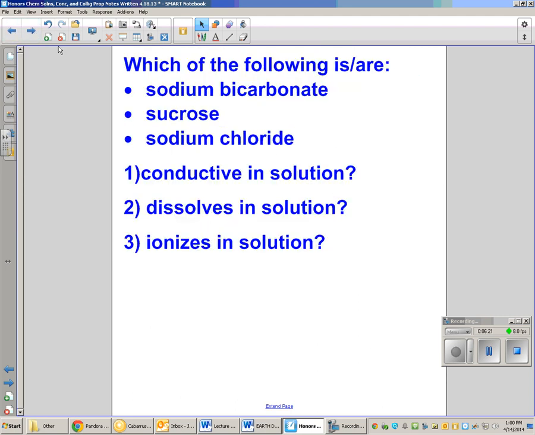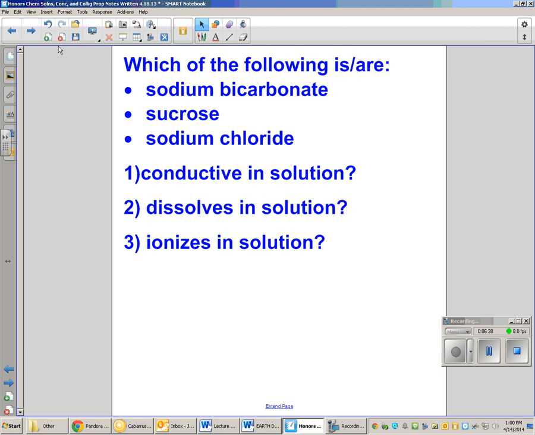All right, we'll jump back on water in a second. Let's do this first. Of these, you might want to write down the formulas if you can. Of these three, sodium bicarbonate, sucrose, and sodium chloride, which is conductive in solution, which dissolves in solution, which ionizes in solution? So maybe write down the formula.